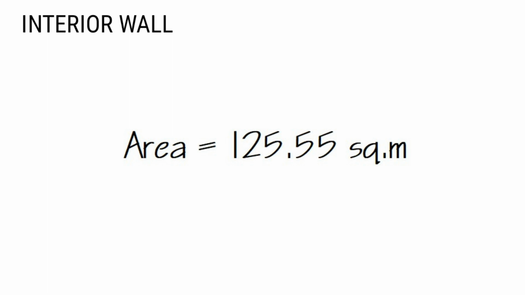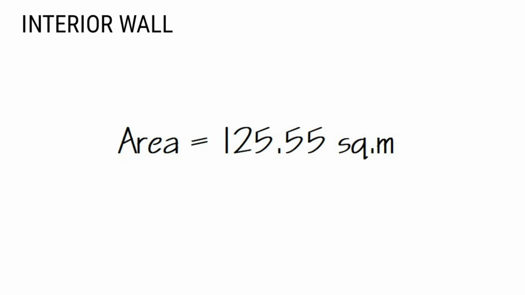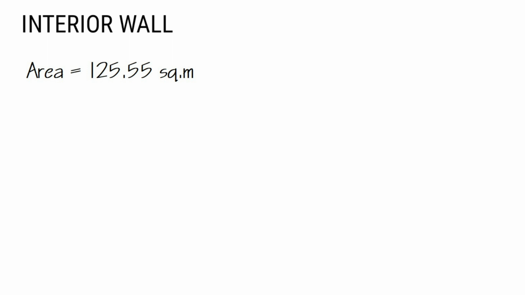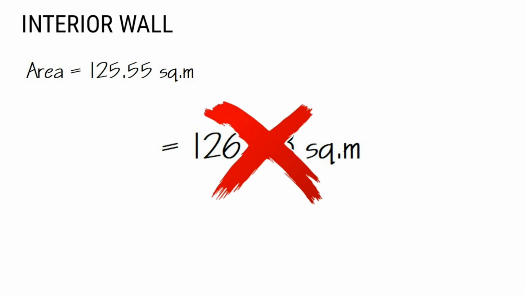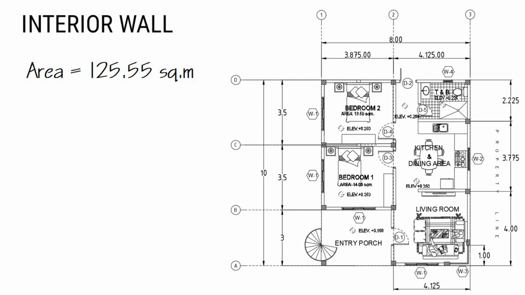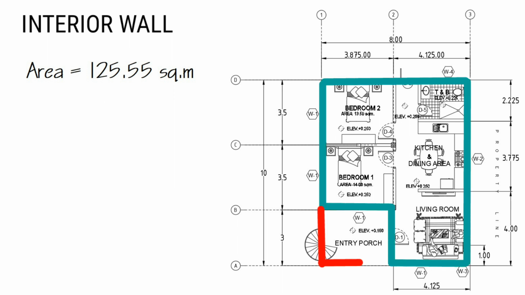So, next, interior wall. So, kung ano yung area na na-compute natin sa exterior wall, i-add lang natin itong area ng mga partition wall. So, ang magiging area 1 natin para sa interior wall ay 125.55 square meters. So, question, hindi ba dapat 126.58 square meter ang magiging area 1 natin sa interior wall? Okay, so hindi. Kasi ang common area ng exterior wall sa interior wall natin ay itong wall lamang na ito. So, hindi kasama itong wall na ito.